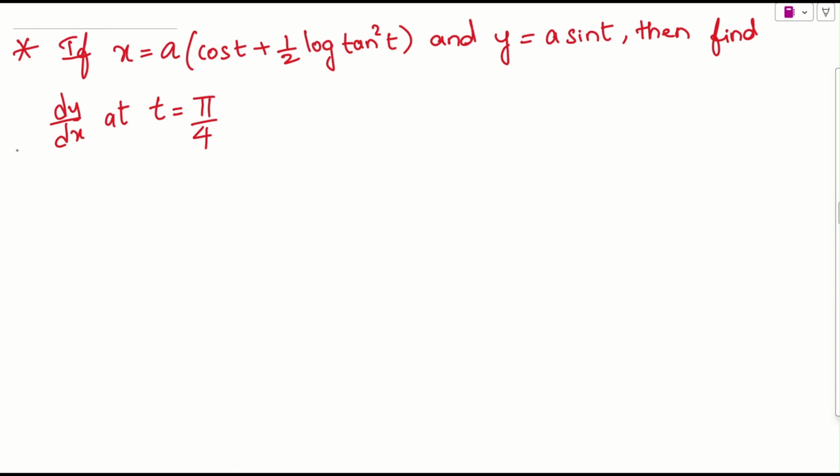See, what was the question given here? They are saying that if you have x is equal to a into cos t plus 1 by 2 into log of tan square t, and y is nothing but a sin t, we need to find dy by dx at t is equal to pi by 4, right?